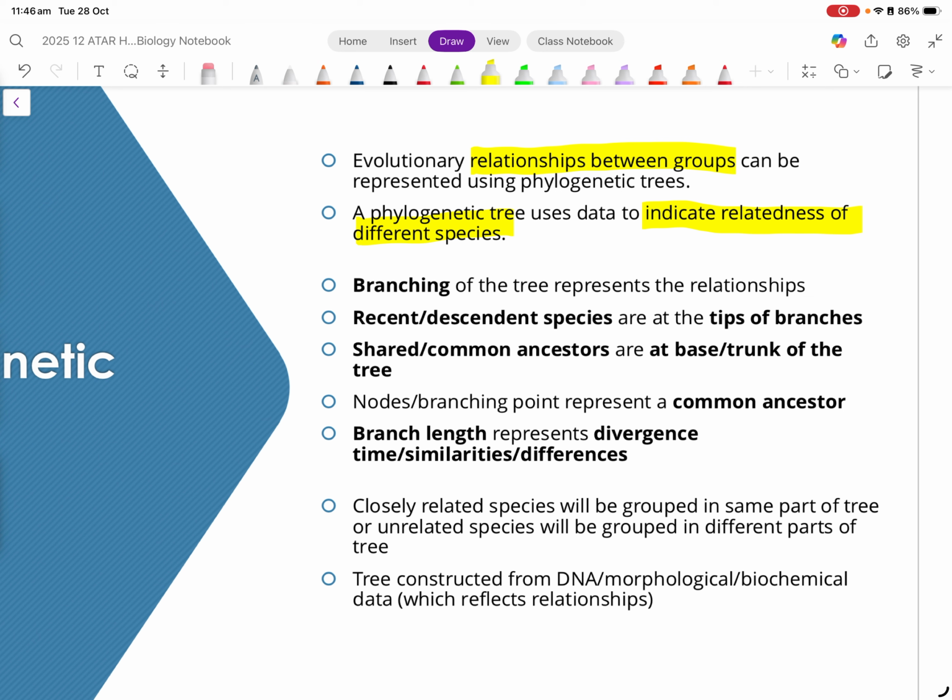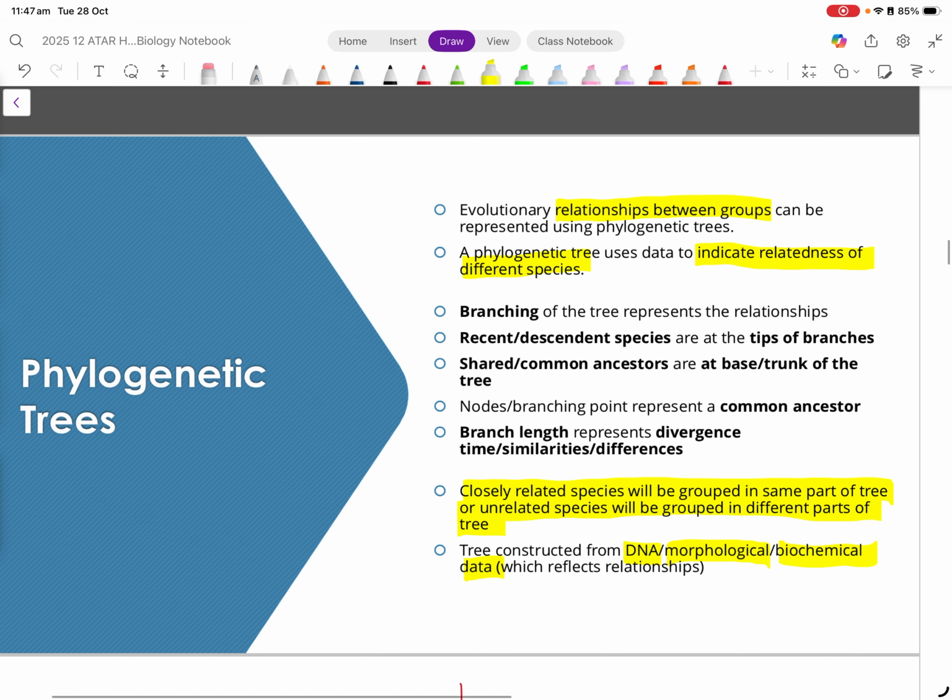So gradually over time, those with shorter branches are going to be more closely related. Those with longer branches are going to be more distantly related. So the key understanding for us is this. Closely related species will be grouped in the same part of the tree, and unrelated species will be grouped in different parts of the tree. And we can use the information that we get from our comparative DNA, we can get the information we get from different morphological features, and we can also get the information from biochemical data to help us inform our construction of these phylogenetic trees.